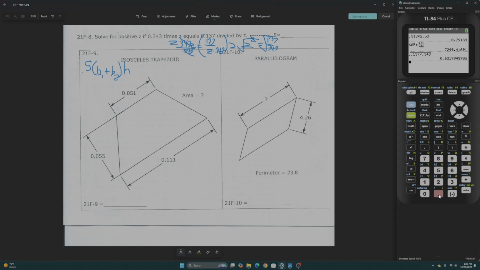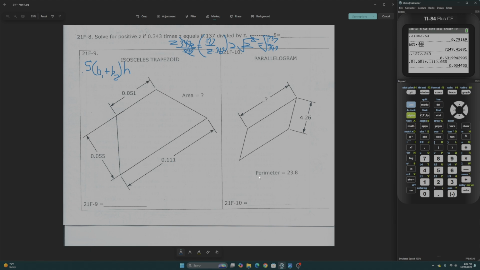And you'll just plug in as you see it. It doesn't matter which is base 1 and base 2, either or. I'm just going to treat this as base 1, and then that's base 2 down there. And then of course you're going to multiply by the height. And you get your answer. See, pretty friendly.